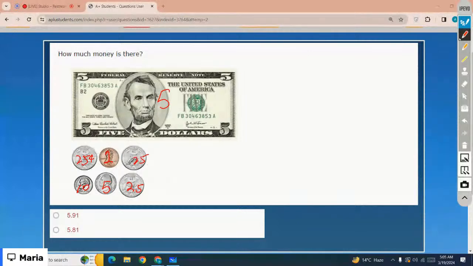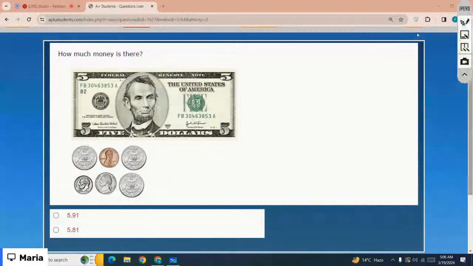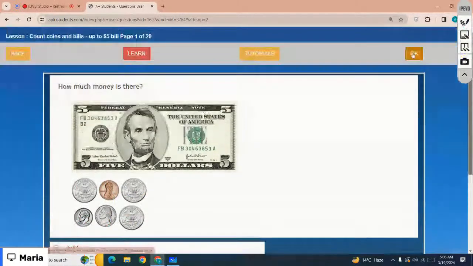25, 25, 50, 75, and 10, 85, and 5 is 90, and 1 is 91. So that is $5.91. Got it? You have to add them all. The correct option is $5.91. Got it? The correct option is option number 1, that is $5.91.